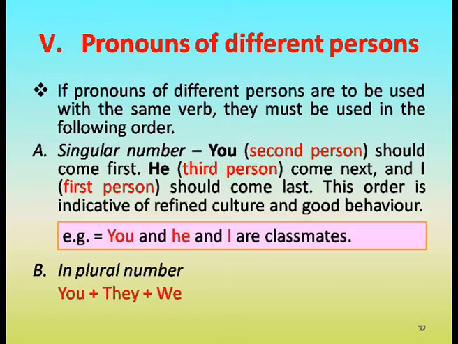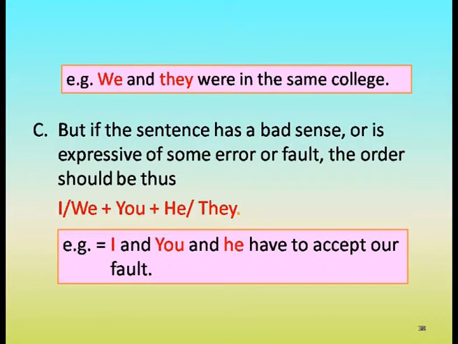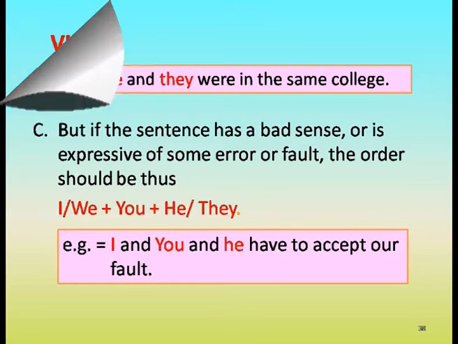In plural number, we plus you plus they. Example: we and they were in the same college. But if the sentence has a bad sense or is expressive of some error or fault, the order should be thus: I, we plus you plus he plus they. Example: I and you and he have to accept our fault.